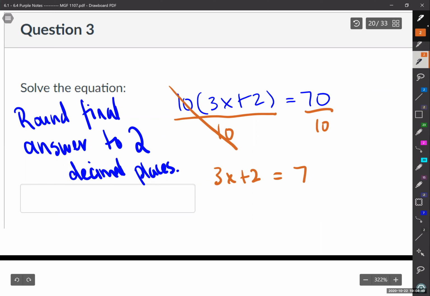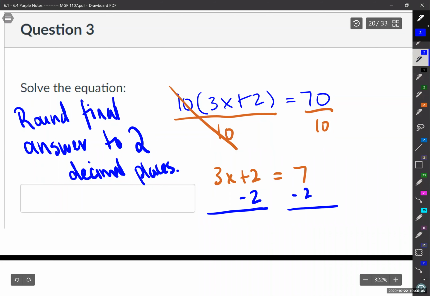70 divided by 10 is 7. And now I can solve it. If you had distributed, then you would have gotten 30x plus 20, which you can then solve as well. We get the same answer. So I'm going to subtract 2 from both sides. 3x equals 5. Divide by 3 on both sides.